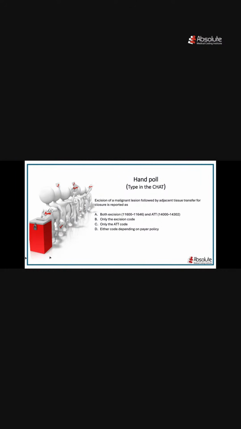And here we go. Let me know in the chat. Type your answers in the chat. Excision of malignant lesion following the adjacent tissue transfer for closure is reported as the following. Your options are option A, both excision and ATT. Option B, only excision code. Option C, only ATT code. Option D, either code depending on the payer policy. Which is the correct answer for this scenario?